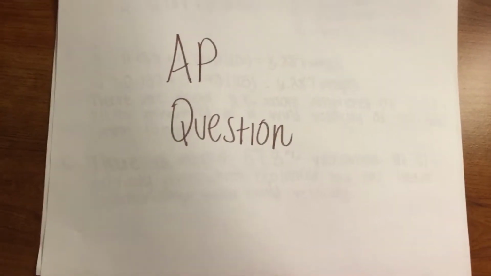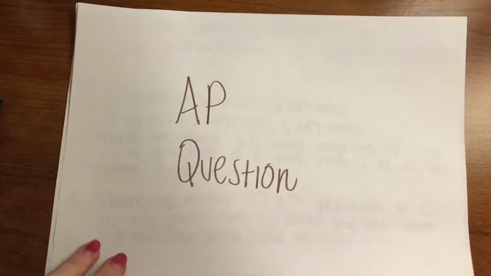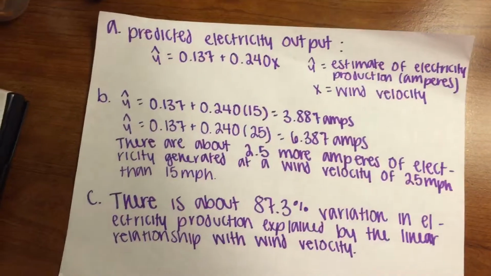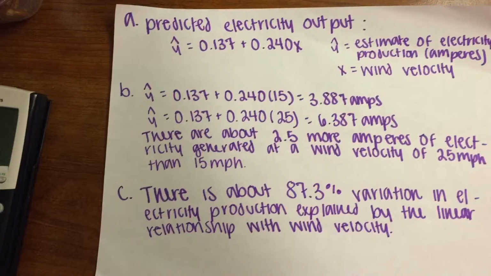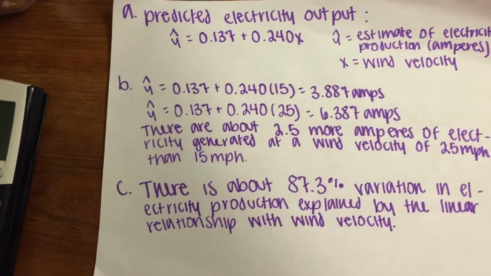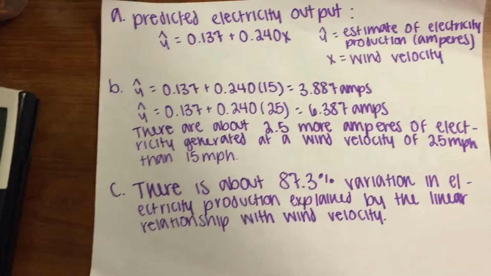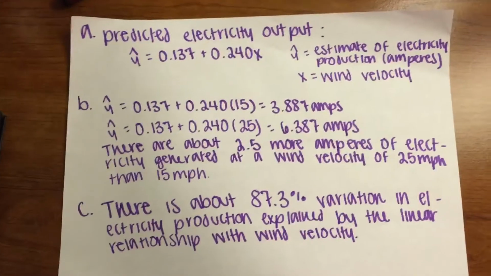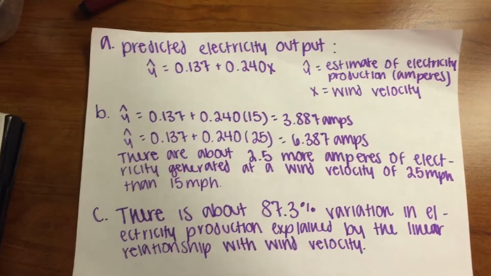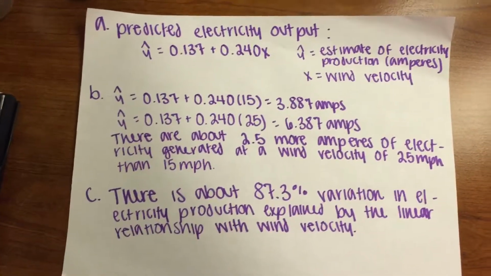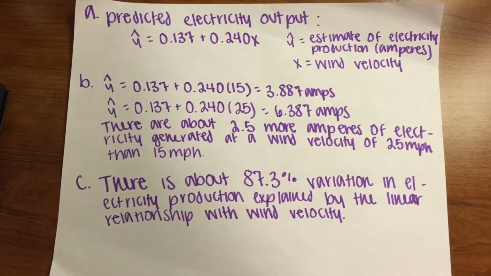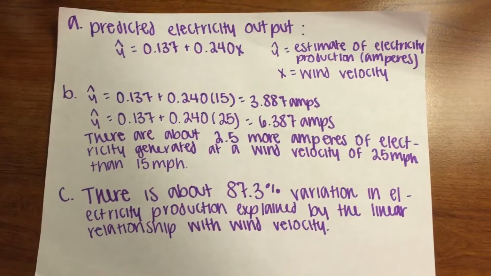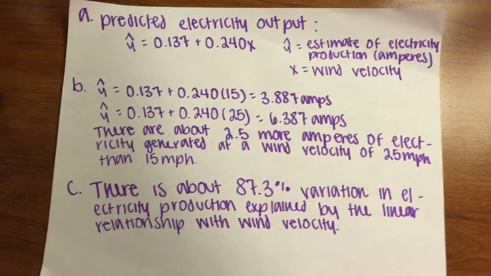The AP question was about the relationship between the wind velocity in miles per hour and the electricity production in amps created by windmills. For part A, we had to use a computer output to determine the equation of the least squares regression line and identify all variables used in the equation. So, the equation for A is y hat equals 0.137 plus 0.240x, and y hat is the estimate of electricity production in amps, and x is the wind velocity.